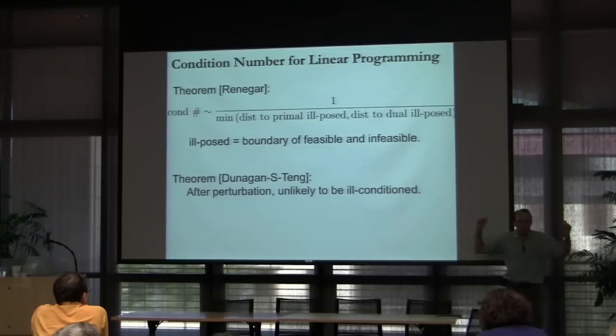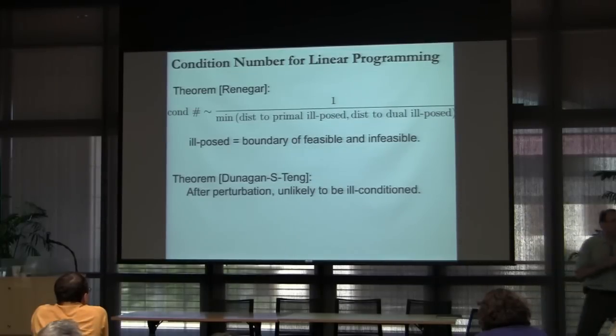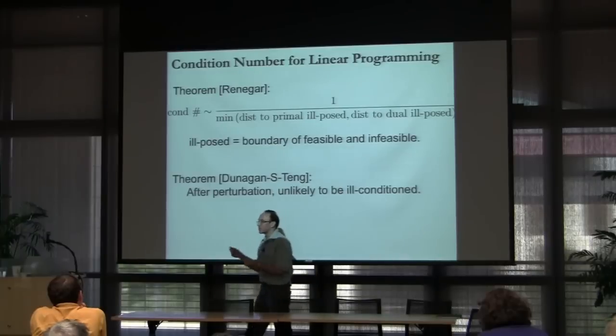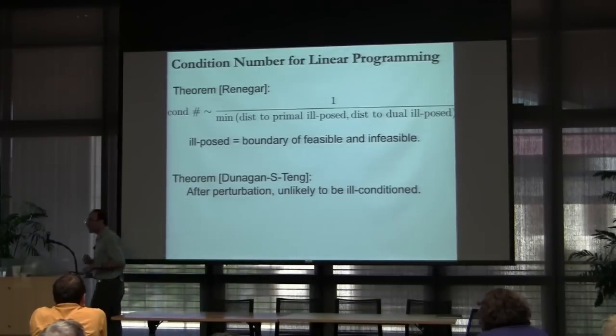Meaning you make a slight perturbation, it's feasible one way, slight perturbation the other way, it's infeasible. And you can talk about being primal ill-posed and dual ill-posed. The condition number is whichever one of these is worse. Take one over that. So there's a nice theory here for condition numbers of linear programs.